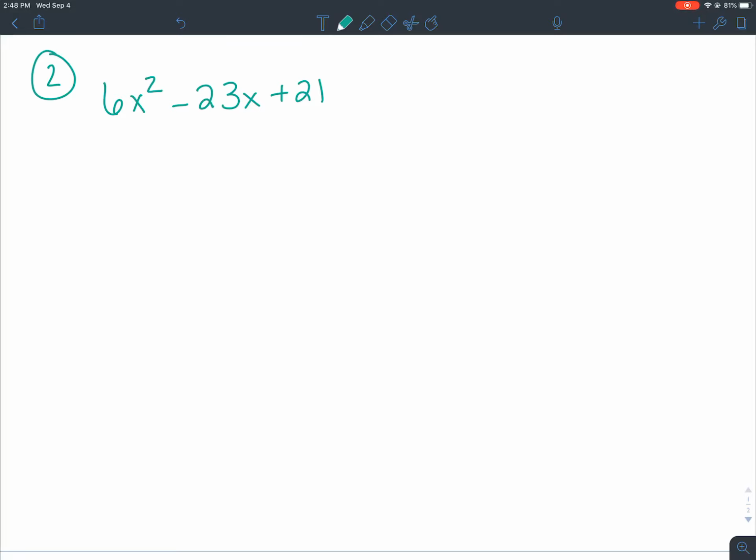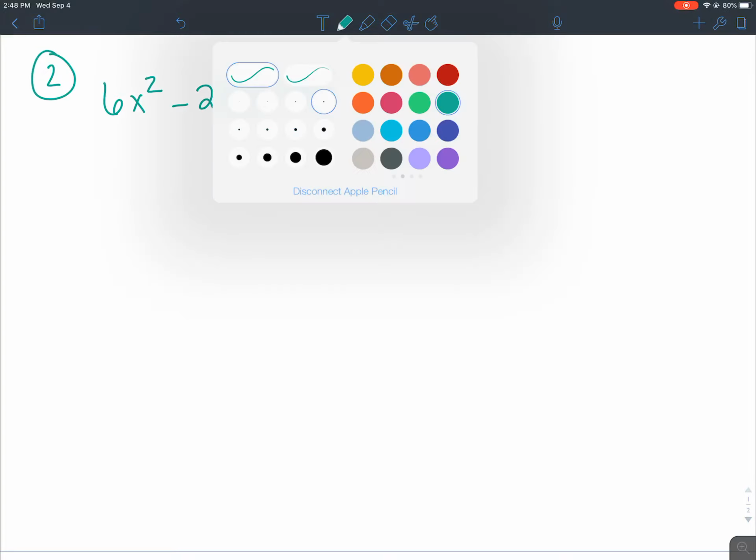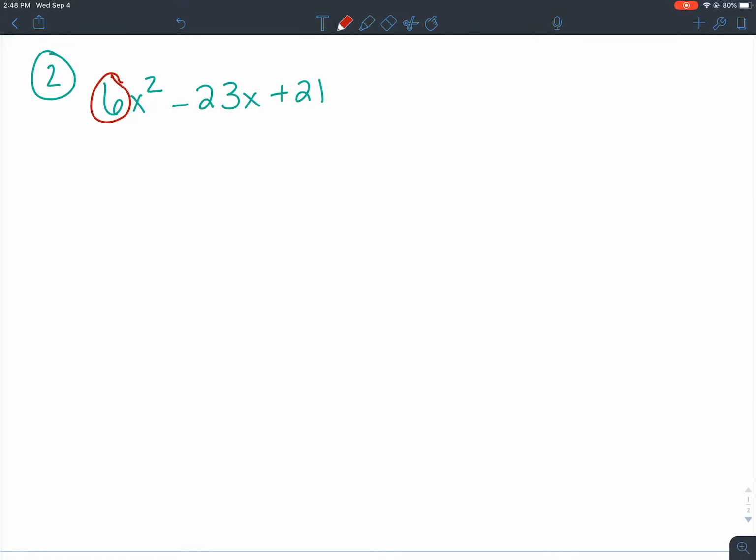All right, I really want you to pay attention to this problem because it's slightly different and it's really important, okay? So I'm still going to multiply a times c, especially with divide, reduce, and slide. So a times c, 6 times 21 gives me 126. So it's a positive 126 too. And it's got to add, or it's got to give me the middle number, 23.